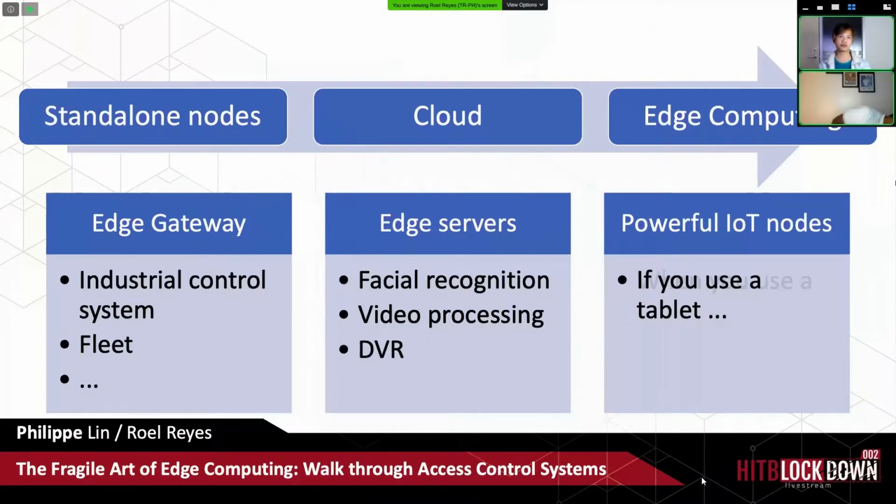And vendors chose different types of edge computing models. For example, industrial control systems have improved the cellular routers to edge gateways, and the fleet's shop floor control uses edge gateways, and for facial recognition systems that need higher bandwidth and faster processing speed, they chose edge servers. And if you are using a very powerful tablet, then that's a powerful IoT lens per se.